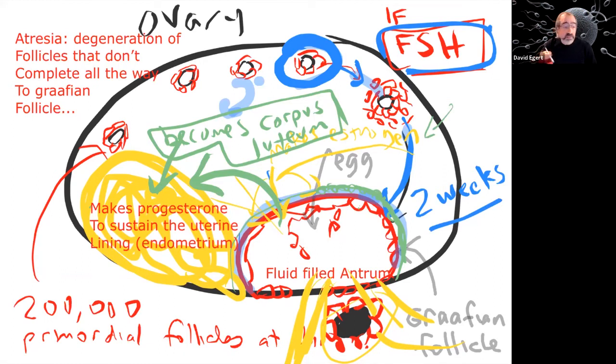So again, we're going to look at this in more detail, but just kind of setting the stage here, and to understand the whole cycle when we get to the female side. You've got to remember, in the ovary, you've got these primordial follicles that are just lying in wait from the moment you're born.